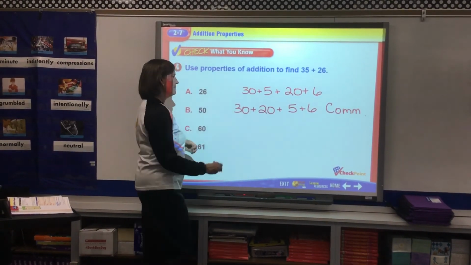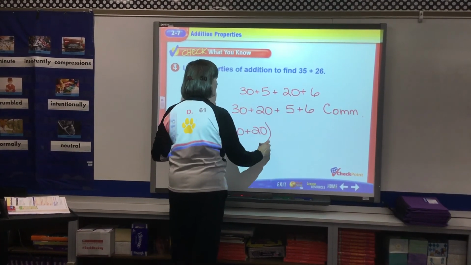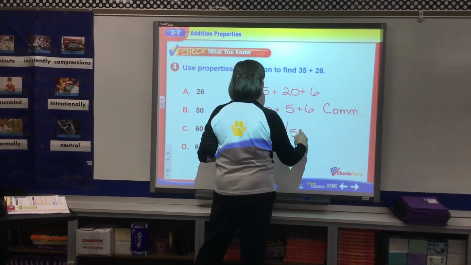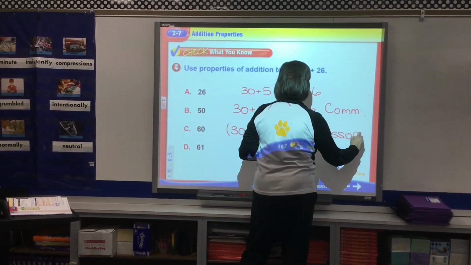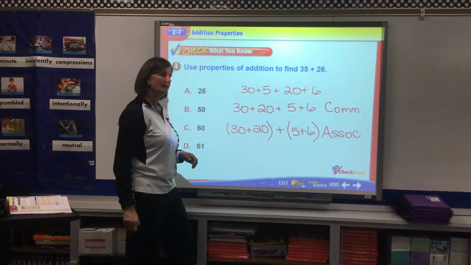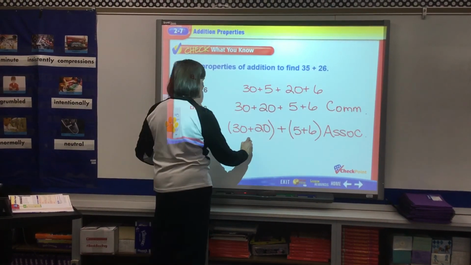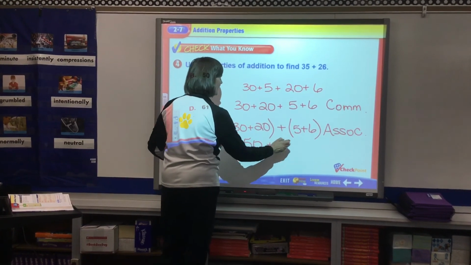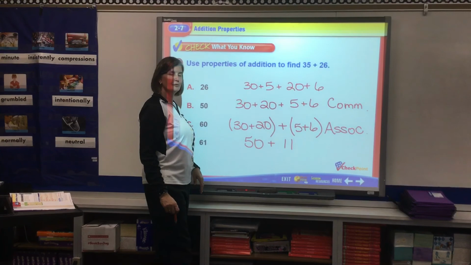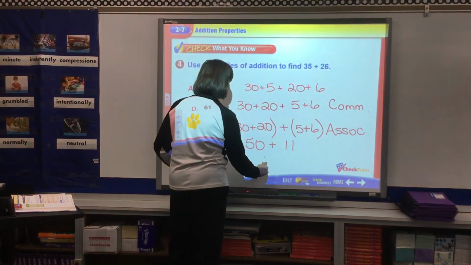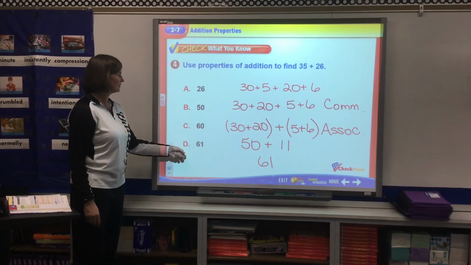In my next step, I'm going to do some grouping. I'm going to group the 30 plus the 20 together, and I'm going to group the 5 plus the 6 together. Because I added those parentheses in, that's the associative property. And now I can do my mental math. 30 plus 20 equals 50, and 5 plus 6 equals 11, and the last step I can do 50 plus 11, and I get a final answer of 61. Letter D.